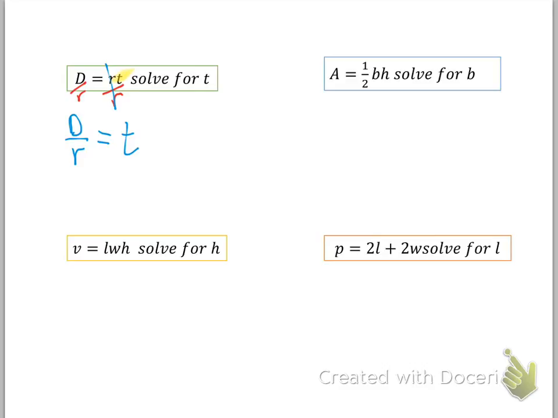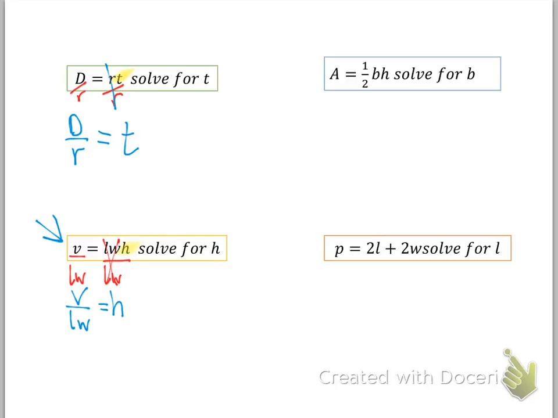Why don't you try the one in the orange box? So here, if I'm trying to get the H alone, there are two things that are being multiplied by H. Both the L and the W. So if I divide both sides by L and W, then they will disappear. And I will be left with h is equal to v divided by LW. H is all alone now. Let's try the one in the blue box.